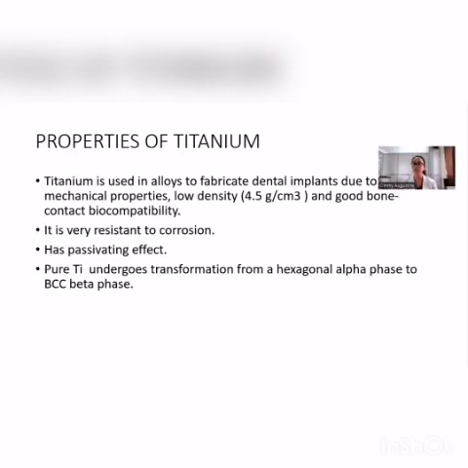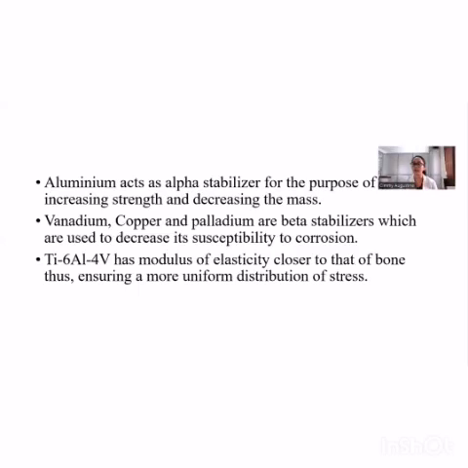So, what are the various properties? Low density, good resistance to corrosion. Now, what are the elements which can help in stabilizing these phases? First, aluminum. How will that help? Increasing the strength and decreasing the mass. Then, vanadium, copper, palladium. These are beta stabilizers. How is that helpful for us? It will help in decreasing its susceptibility to corrosion.